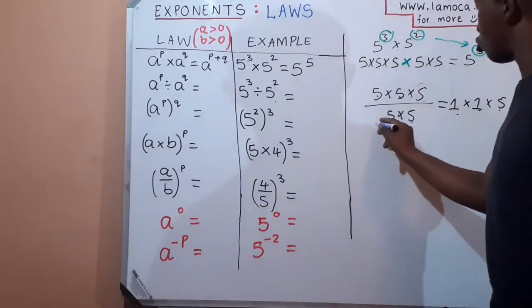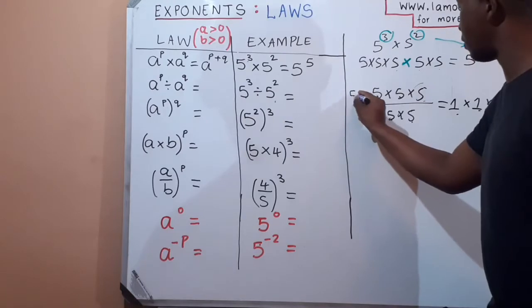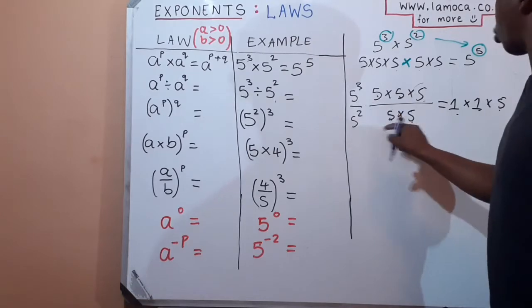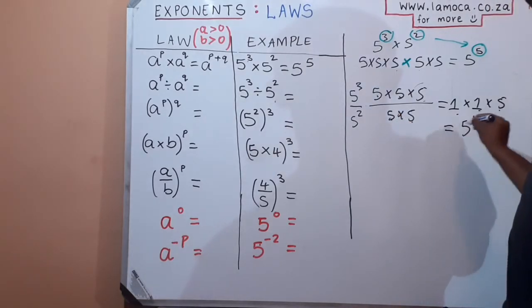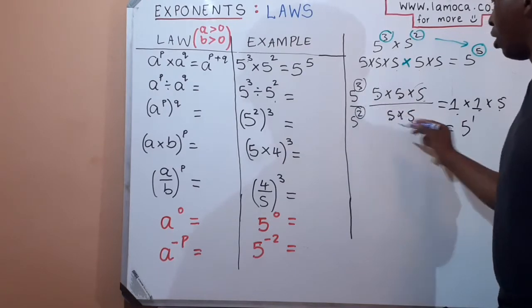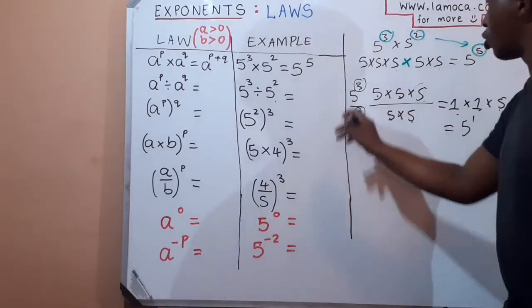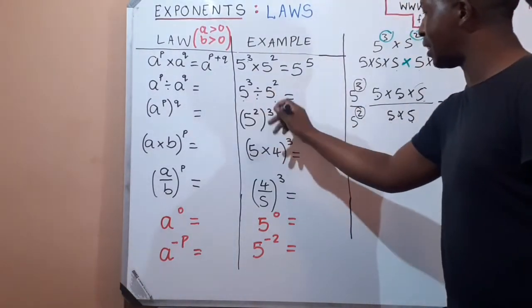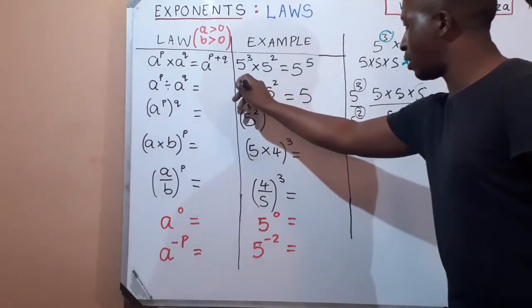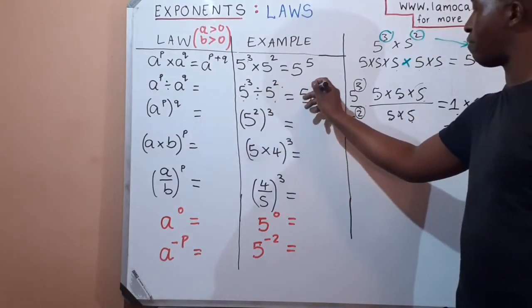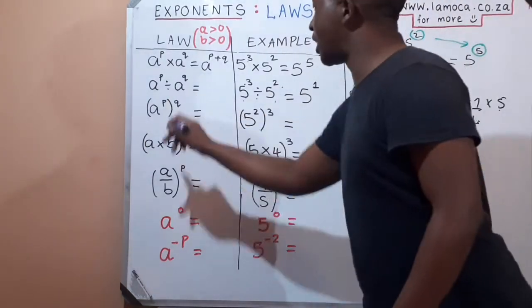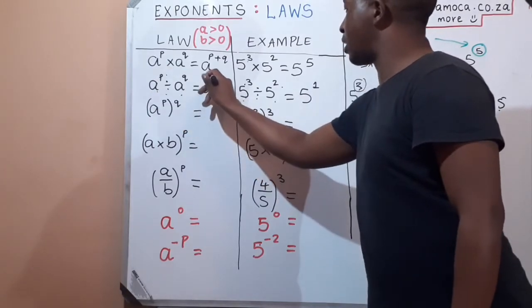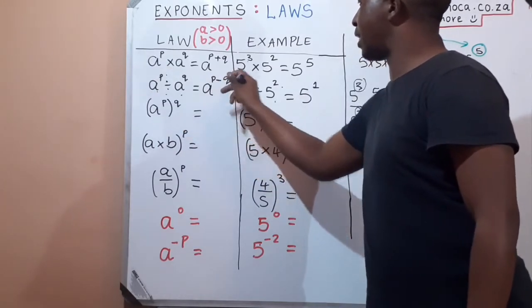Now, how can I use the fact that this was 5 cubed divided by 5 squared to achieve a 5 to the power of 1? If you think about it, for the 3 and the 2 to give you a 1, you have to subtract them. So 3 minus 2 will give you that 1 we are getting there, which means when you're dividing same bases, you just have to subtract the exponents. It's going to be this exponent minus that exponent. That's how I get my 5 to the power of 1. So in general, a to the p divided by a to the q is just a to the power of the first exponent minus the second exponent.